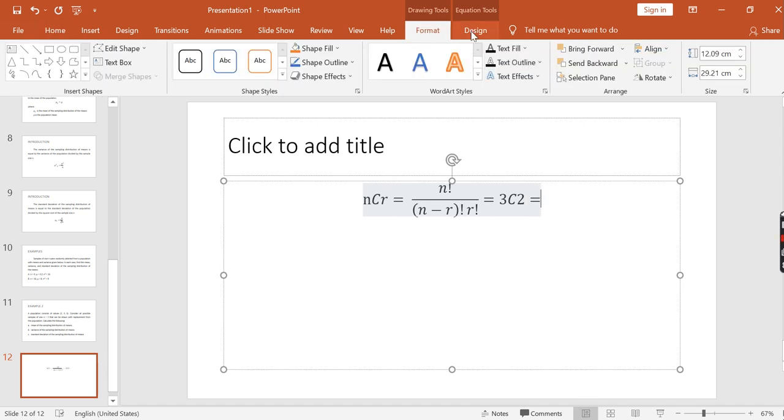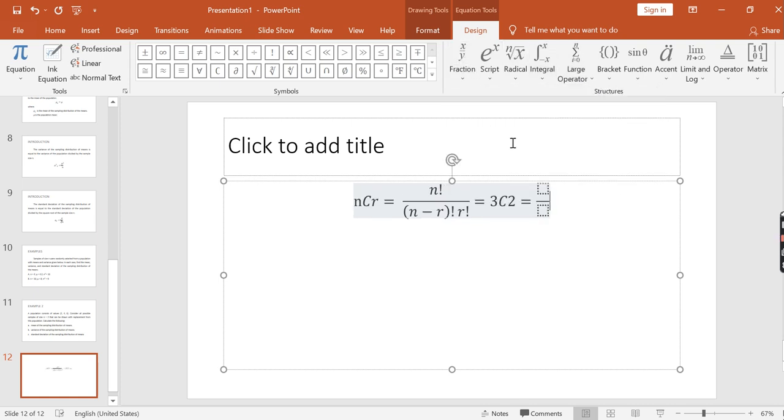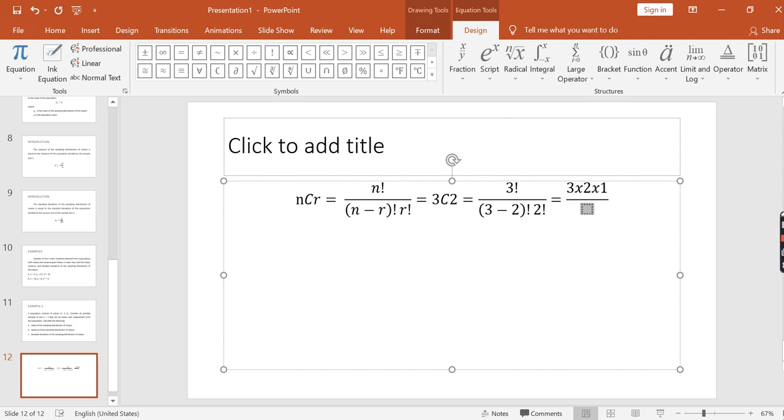So what's our n? 3 factorial, very good. 3 factorial over (3 minus 2) factorial times 2 factorial. So what is 3 factorial? 3 times 2 times 1. How about 3 minus 2? That's 1, and 1 factorial is simply 1.